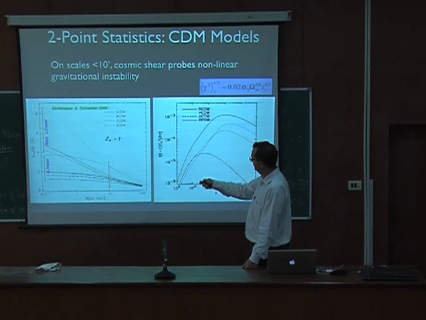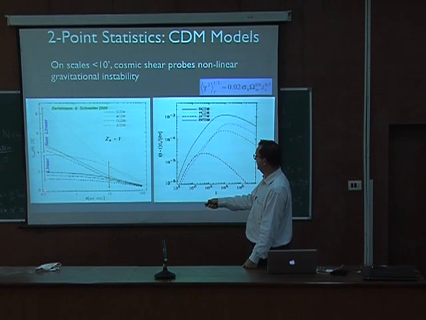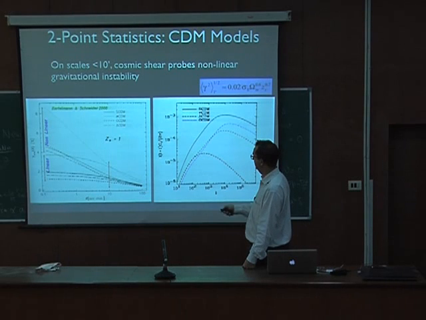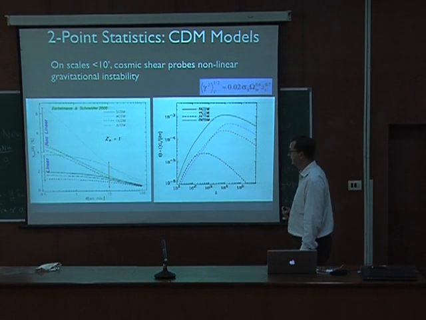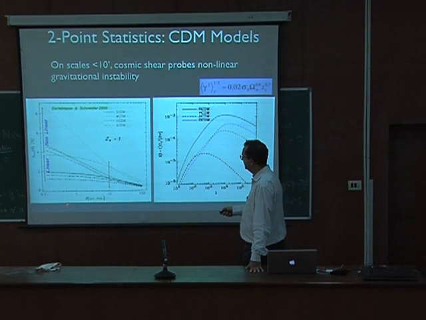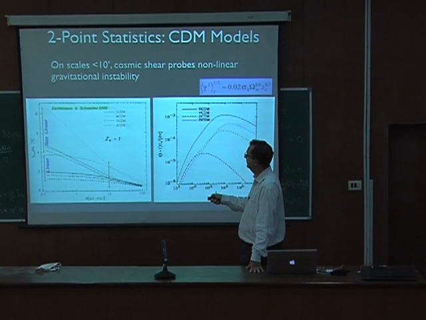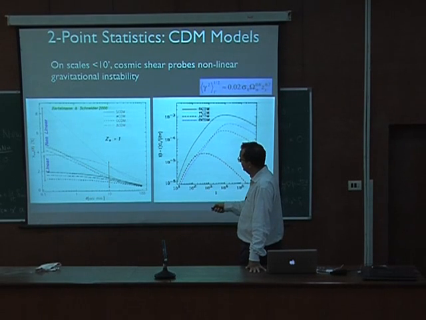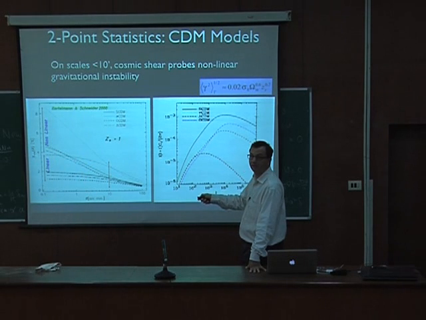This is the shear variance in a circular aperture of radius theta, and theta is on the x-axis. If you go to small scales, you get more shear variance, and as you increase the scale, you smooth out the shear more and more and the variance goes down, so you get less and less signal. This is actually the square root of the variance, so it has units of shear, and it's in percent. So you notice that at a few arc-minutes, you get a few percent shear.